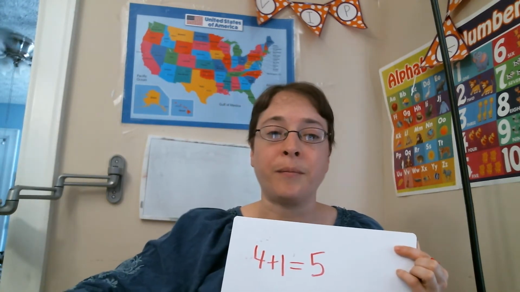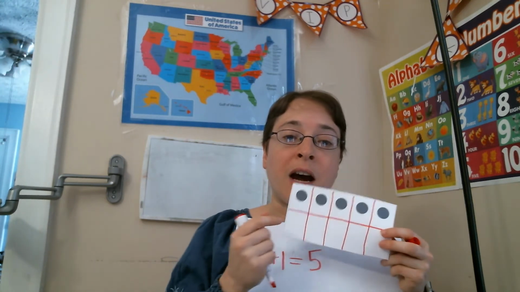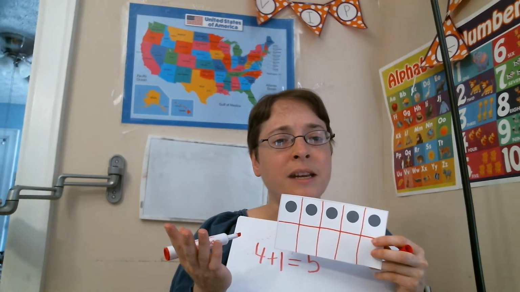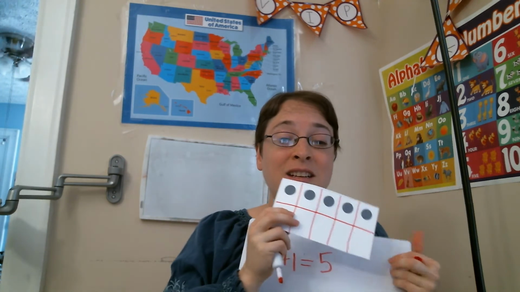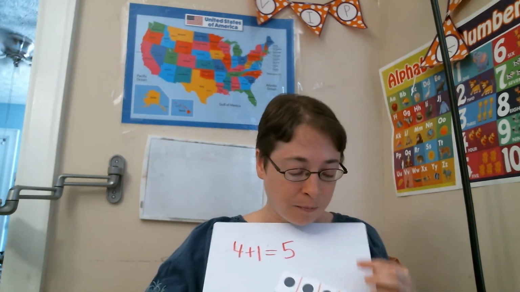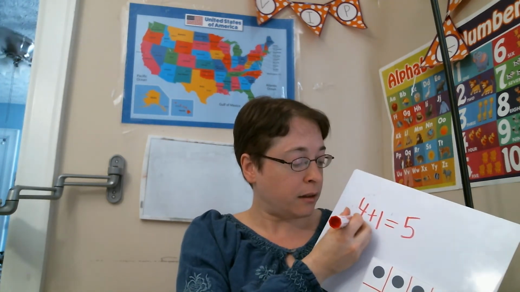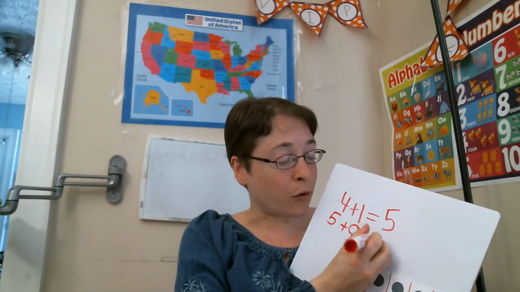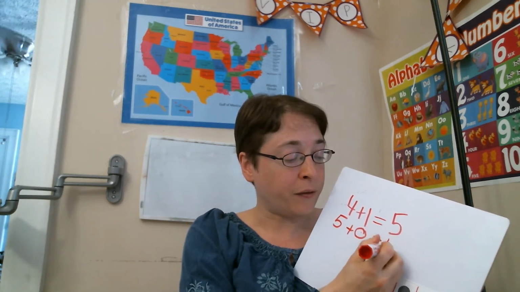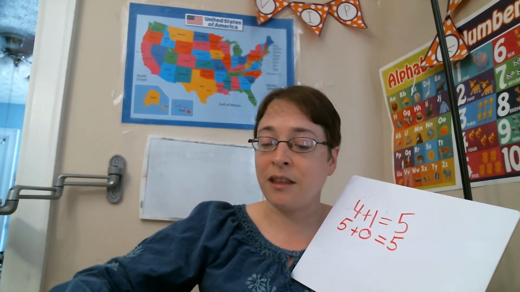Let's try another one. How many dots do you see? 1, 2, 3, 4, 5. So how many more do you need to make 5? 0. That's right. So let's write our number sentence. We have 5 dots plus 0 equals 5. All right, very good.